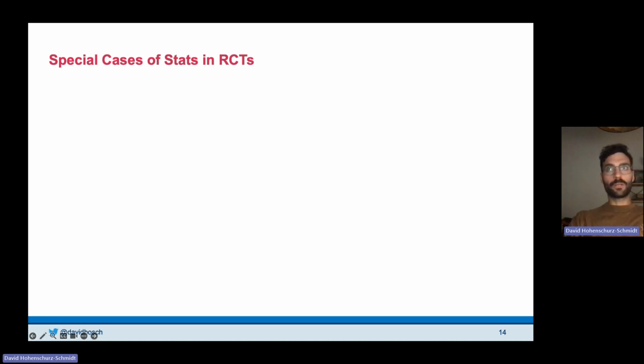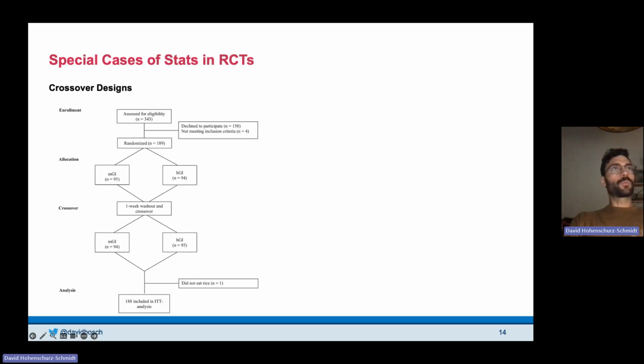Good. We're nearing the end of our tutorial. I wanted to introduce you to one special case only because it's really common, and that's what we call the crossover design. This is a lovely image here. What it shows is that after randomizing patients, 189 in this case, people are allocated, people receive one of two treatments. That's your normal randomized two-arm controlled trial.